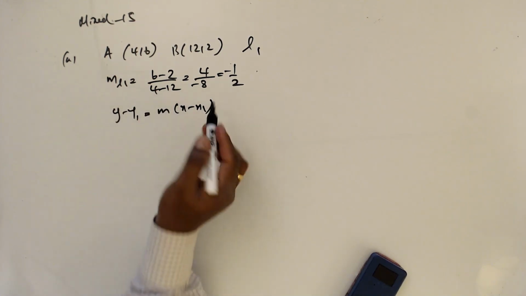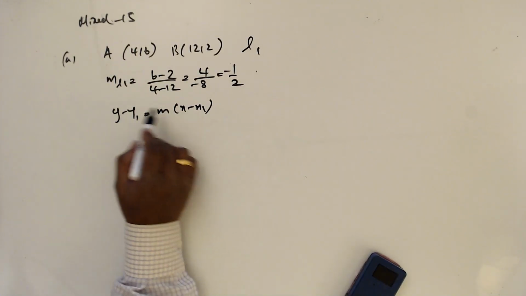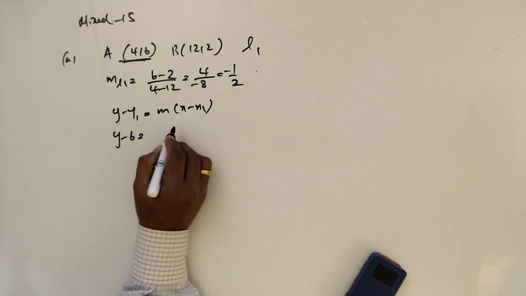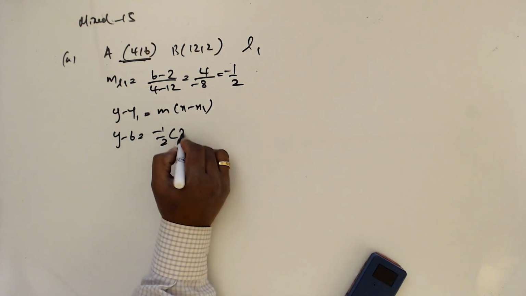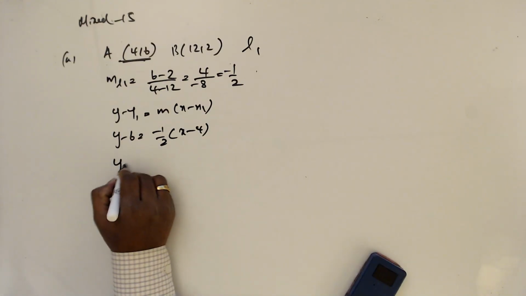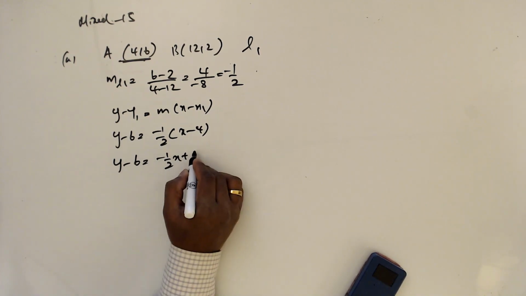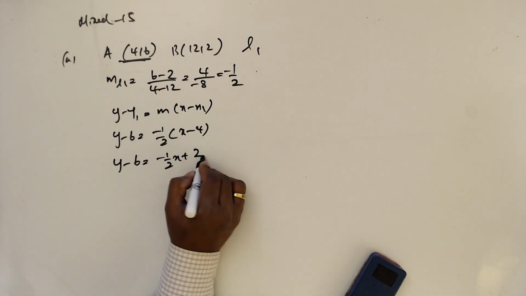So I'm going to find the equation. This is the formula. I'll pick up this point. y minus 6 equals minus half times x minus 4. So y minus 6 equals minus half x plus 4 over 2, which is 2.